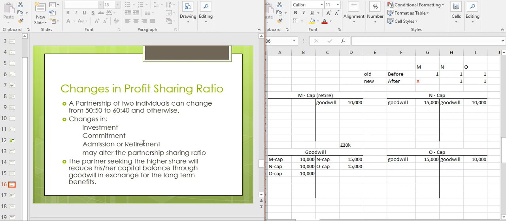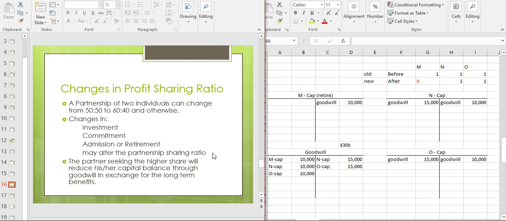Admission and retirement we've already covered, so these are part of the changes in partnership. But regardless of whether investment levels change, levels of commitment change, or there is a new partner or a partner retires, all of these different options will change the profit sharing ratio. And that's when we need goodwill to adjust the accounts.